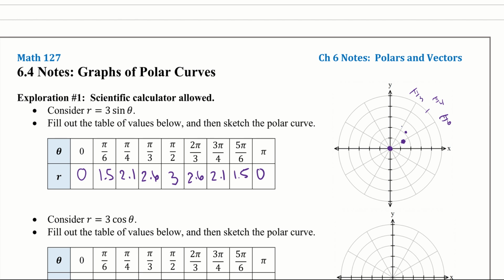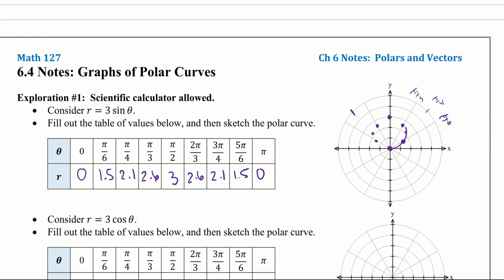Then if I move out 3 units in the direction of pi over 2, and then 2.6 units in the direction of 2 pi over 3. I don't think that was actually 2.6, I think it would be more like 2.5. Sorry, 2.6 units in the direction of 2 pi over 3. 2.1 units in the direction of 3 pi over 4, which is like here. And 1.5 units in the direction of 5 pi over 6. And then back down to 0 for pi.